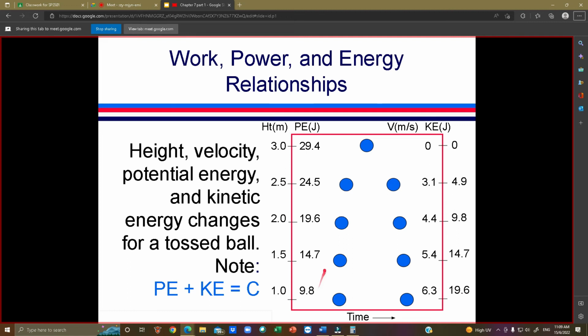14.7 plus 14.7, 29.4. And finally at the bottom, 9.8 plus 19.6, 29.4. Means that within the system, the amount of energy will remain constant, tak akan berubah. Itulah konsep dia. Itu konsep energy. Potential energy plus kinetic energy. And the byproduct of that, you're going to have thermal energy.